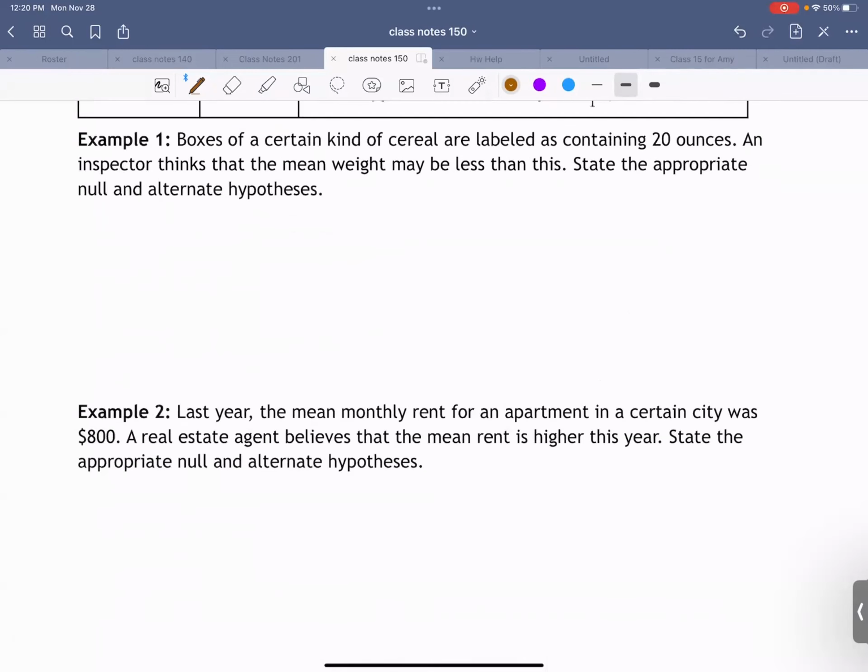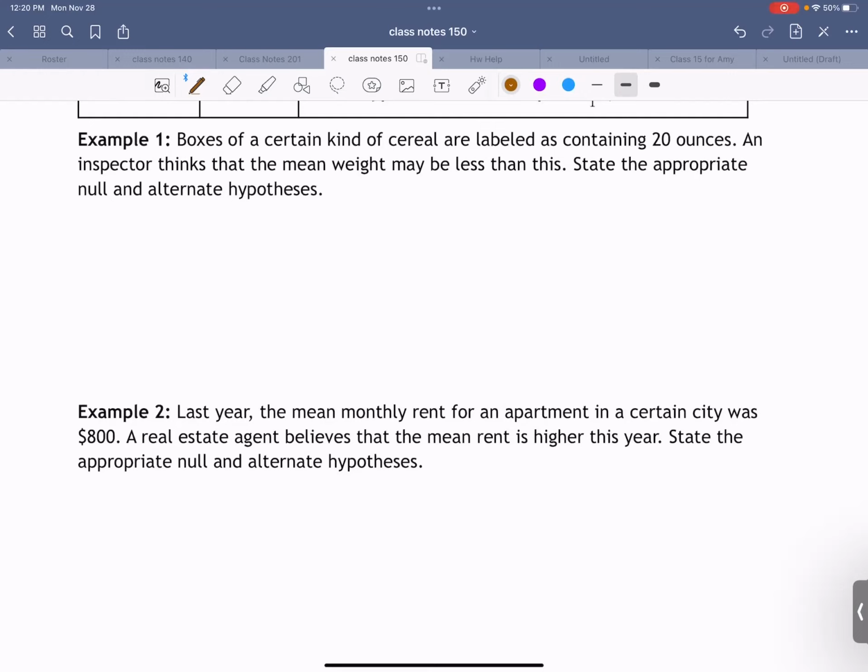All right, so we have boxes of a certain type of cereal. They're labeled as containing 20 ounces, so we're pretty sure that they're about 20 ounces. An inspector comes in and thinks that the mean weight may actually be less than this. We want to figure out what the null and alternate hypotheses are.